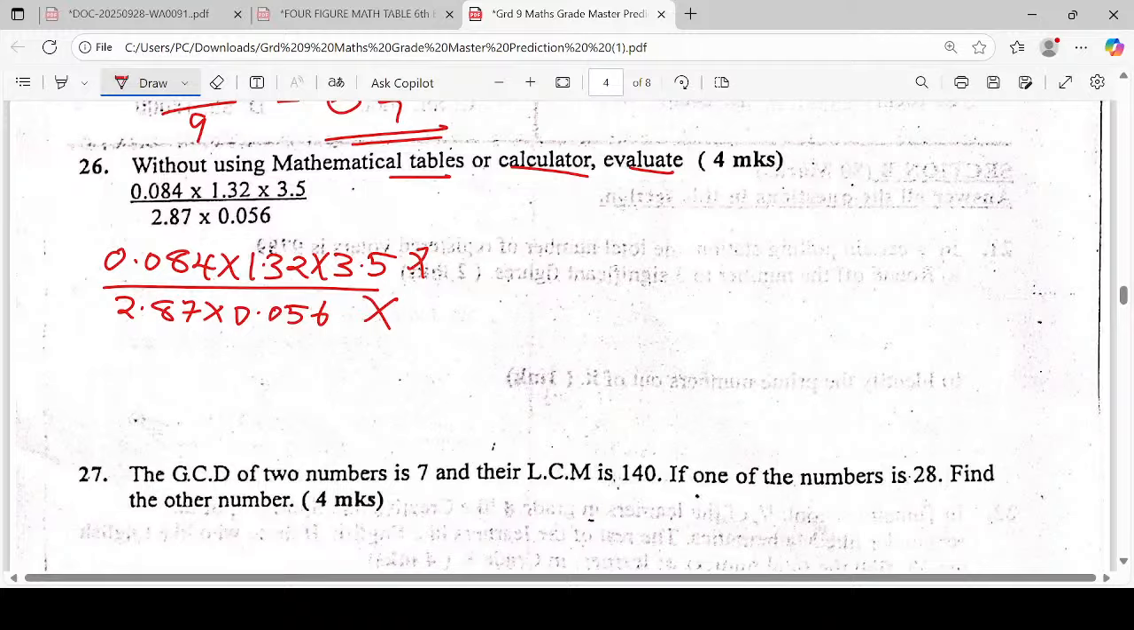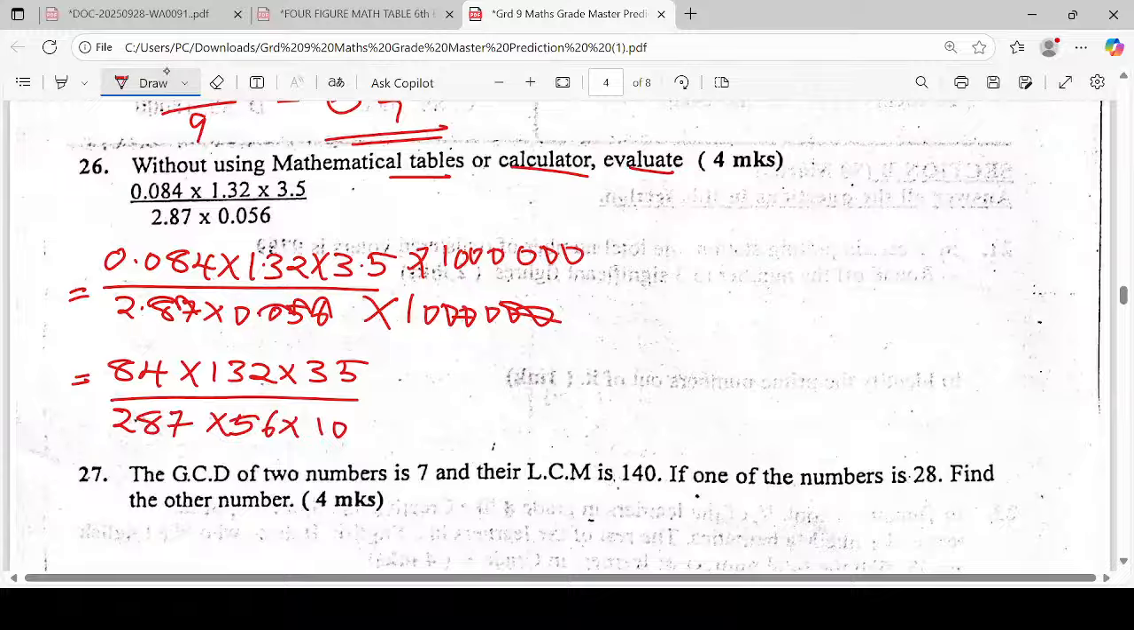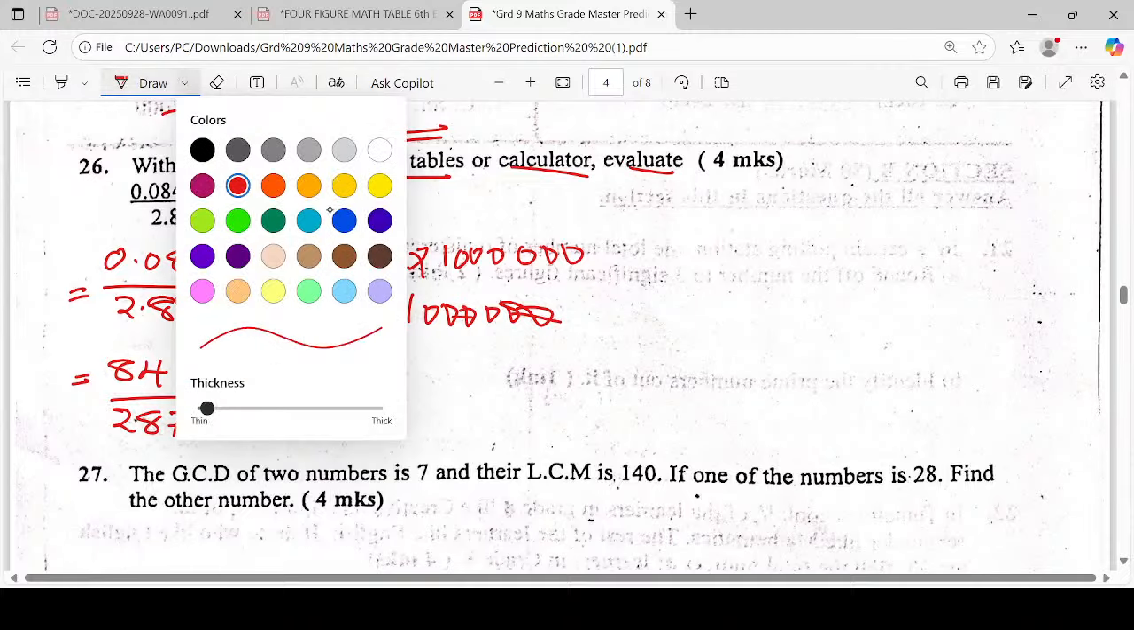So to remove them, I'm going to multiply by 1,000,000 on both the numerator and the denominator. So this is now going to become 84 times 132 times 35, all over 287 times 56 times 10. Remember, you don't have to use a calculator here.